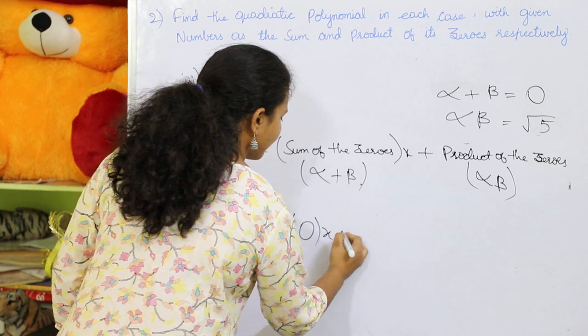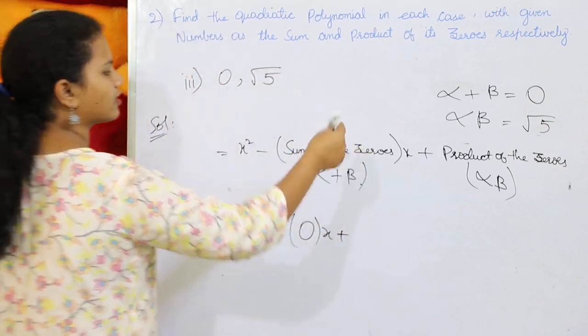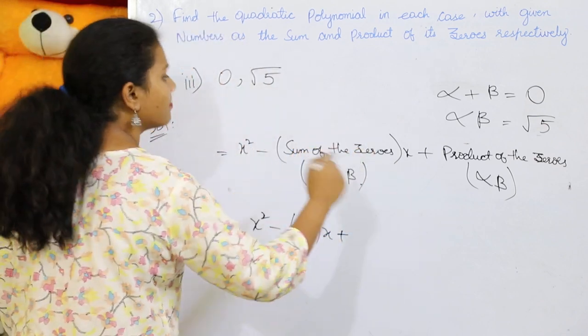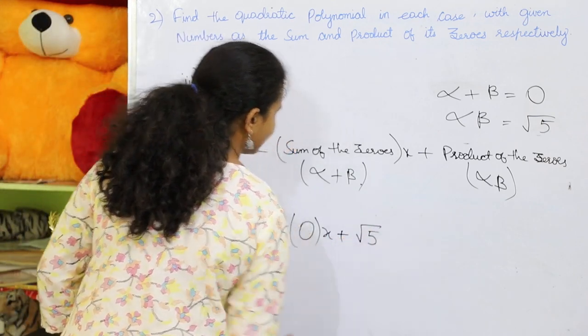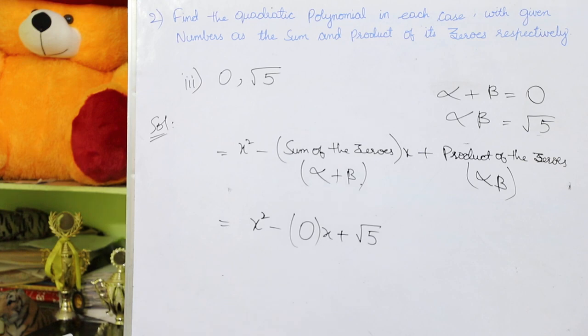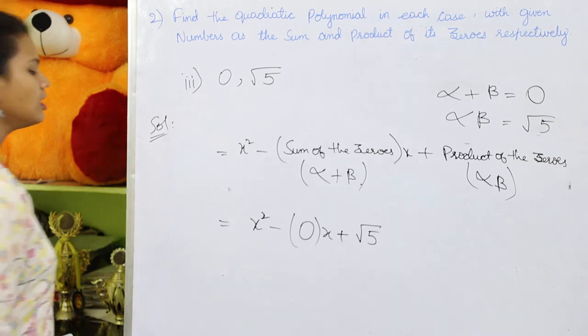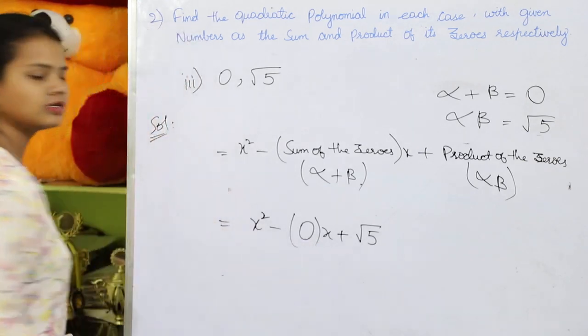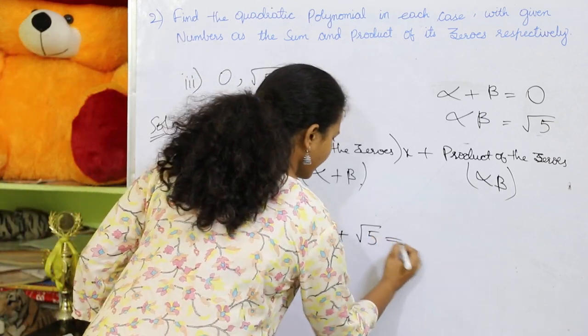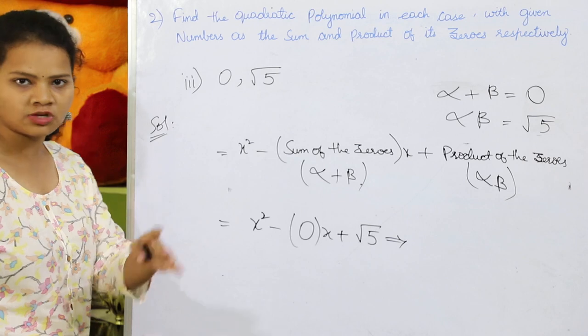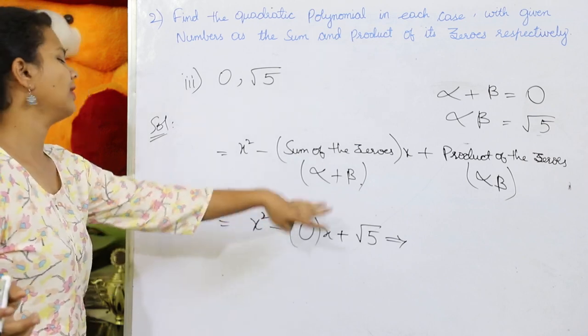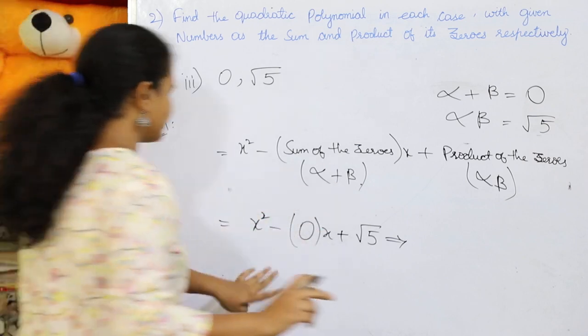0 into x plus, here you have the product of the zeros. Product of the zeros means alpha into beta. Alpha into beta value is root 5. So x square minus 0 into x plus root 5. Here x into 0 equals 0, as we know. Now, guys, equate the whole equation to 0, where x square minus 0 into x plus root 5 equal to 0.